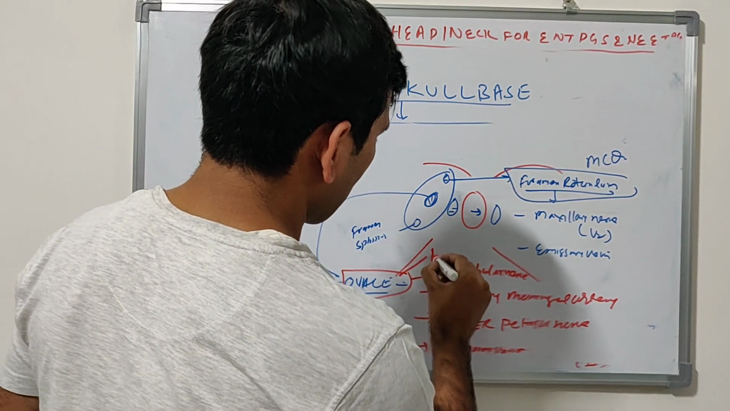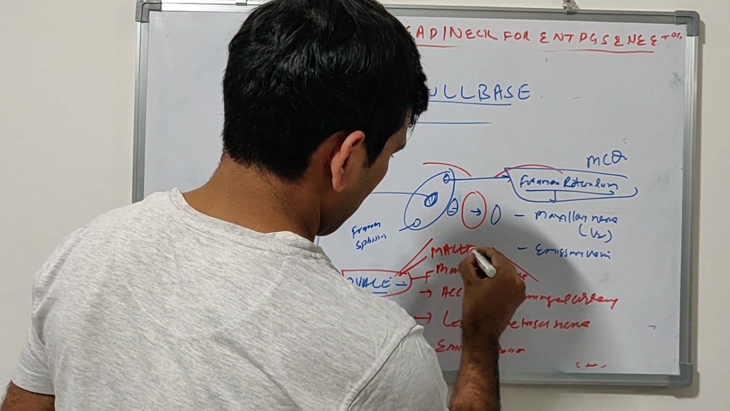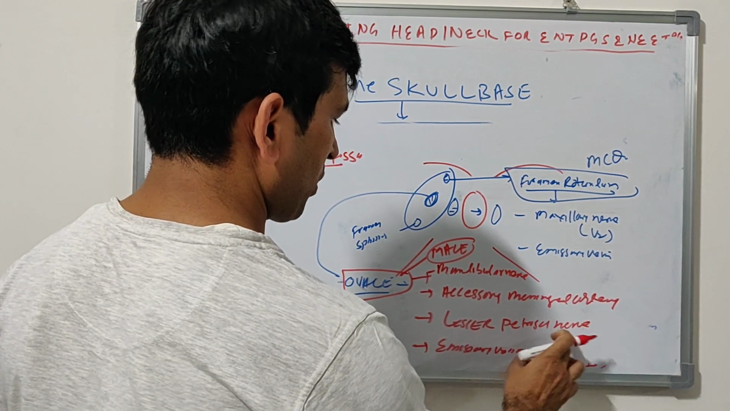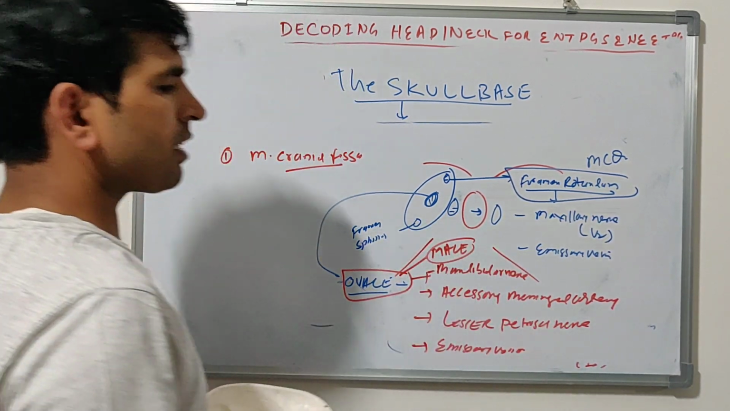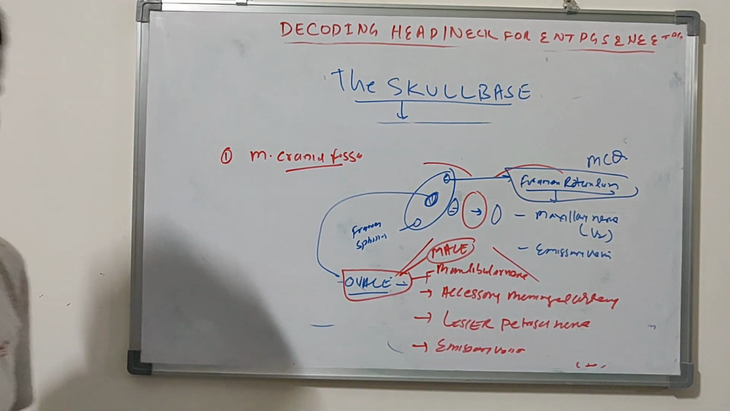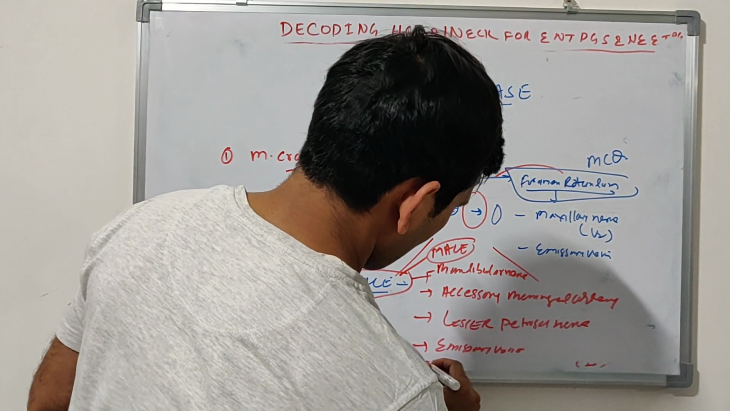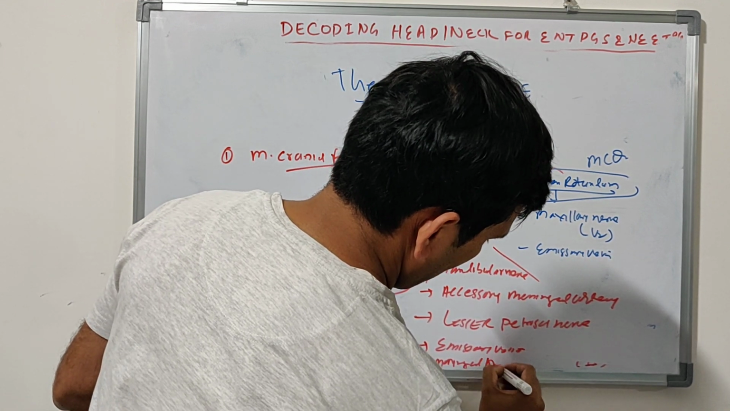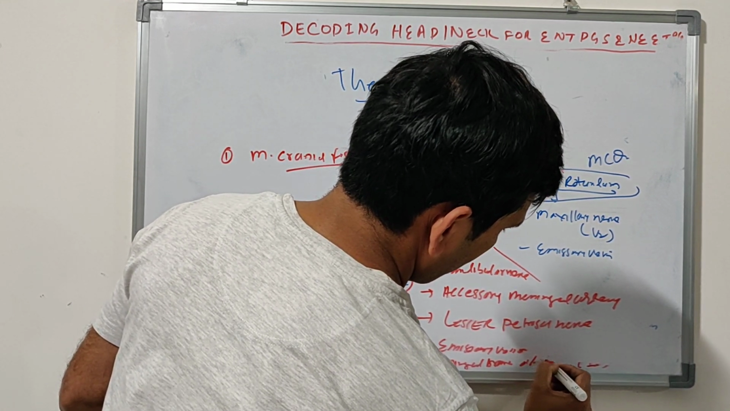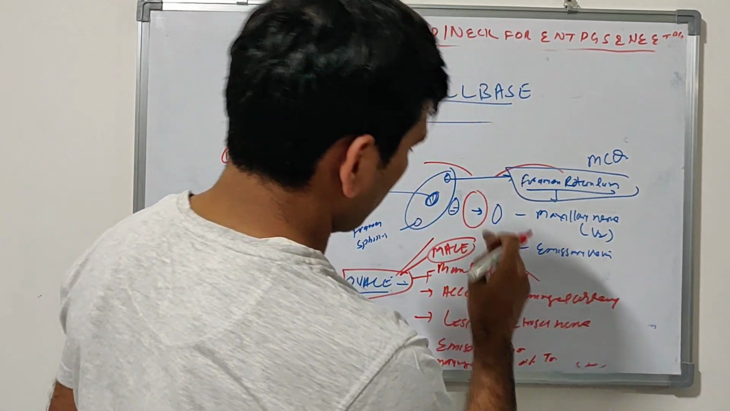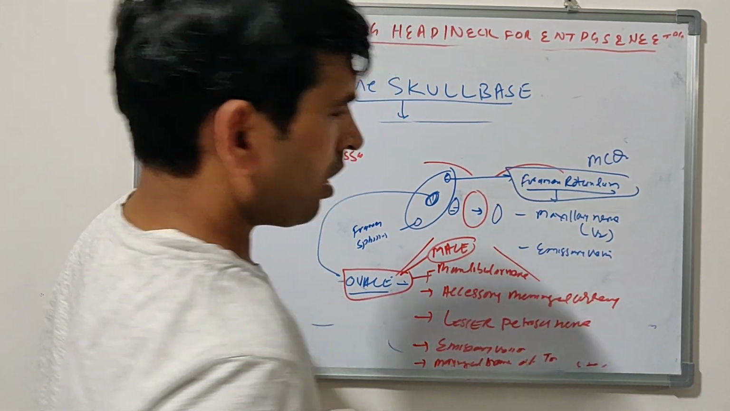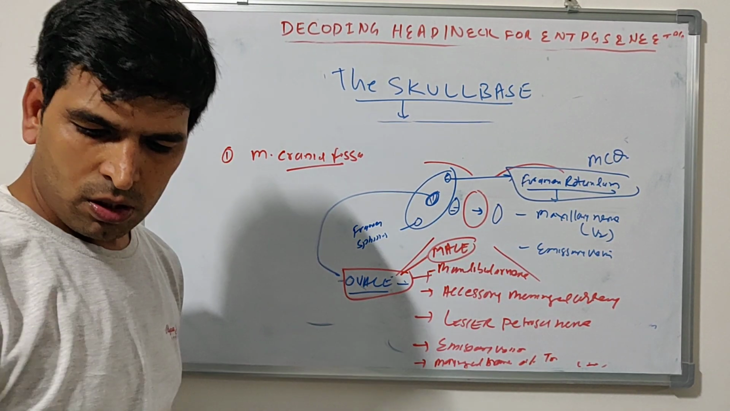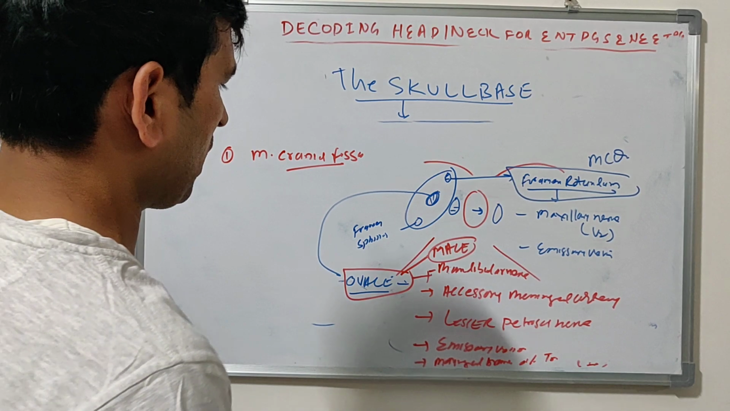So you may remember why foramen ovale has a vein. So: mandibular nerve, accessory meningeal artery, lesser petrosal nerve, emissary vein. These are the structures passing through foramen ovale. Sometimes there is a meningeal branch of the trigeminal also passing through, which supplies the meninges of the brain. So these are the main structures contained by foramen ovale.